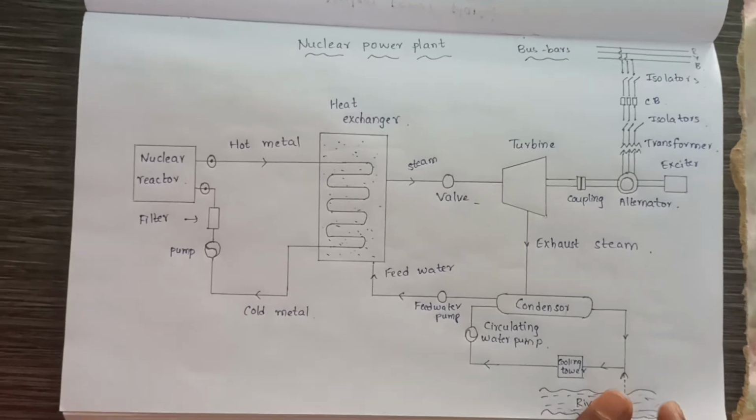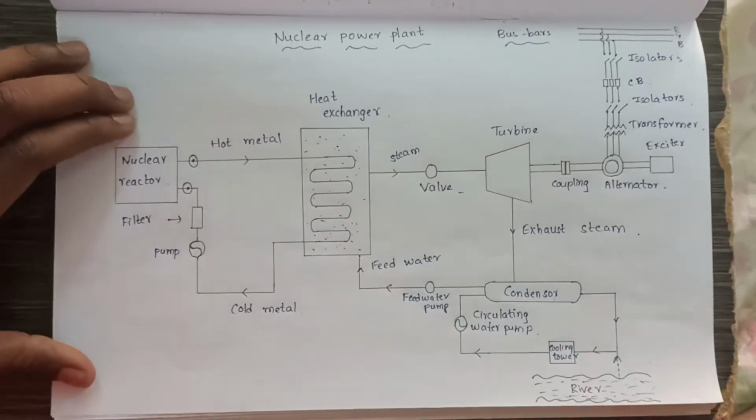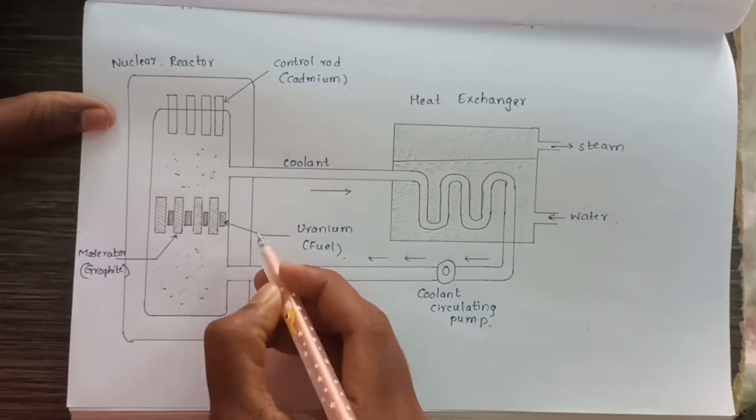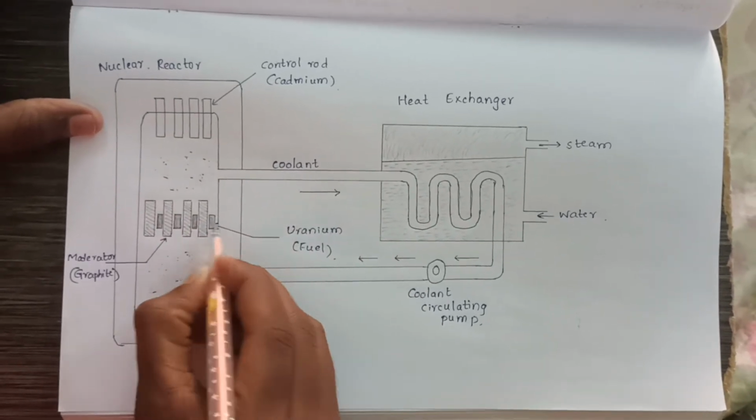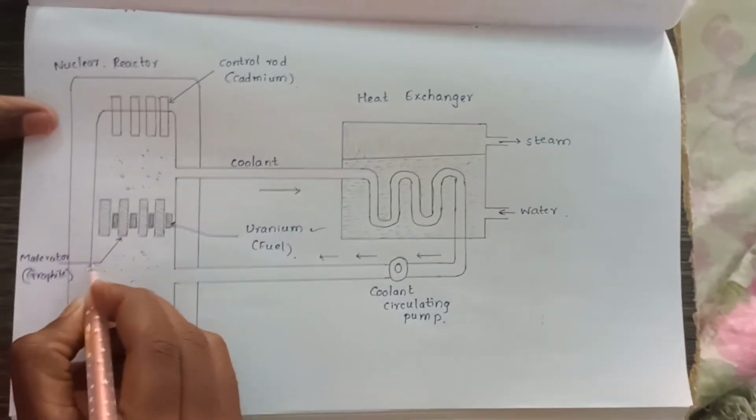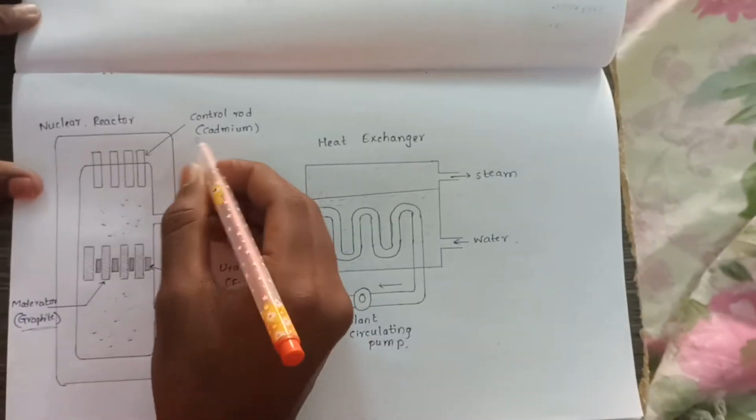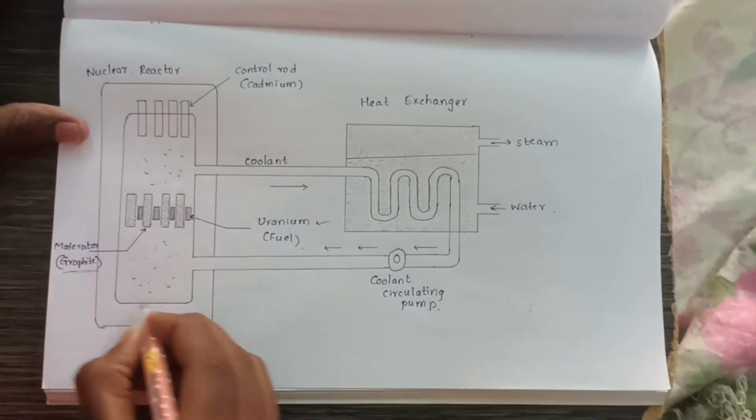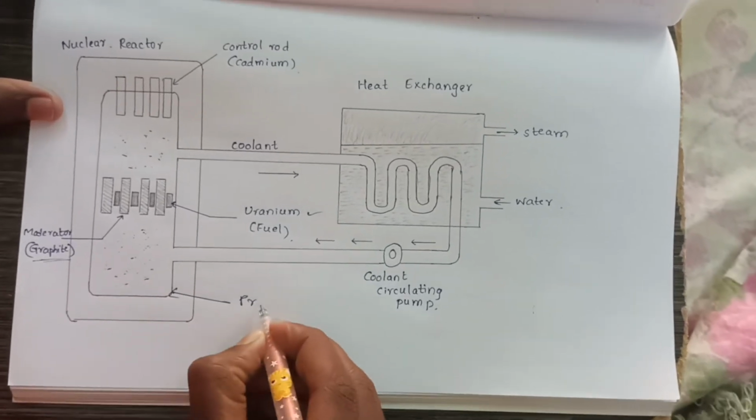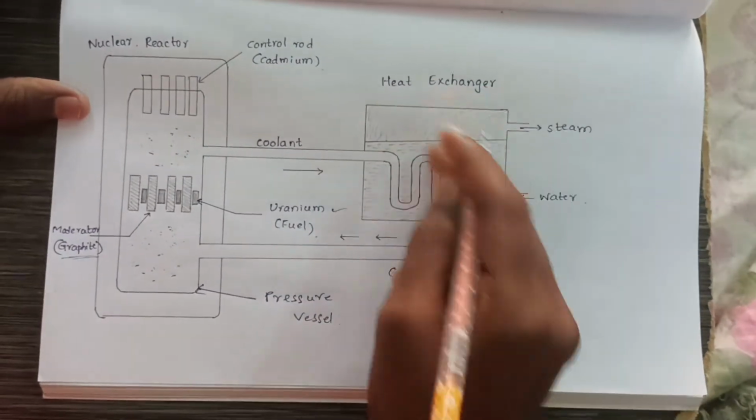You can observe here the schematic diagram of the nuclear power plant. First we have a nuclear reactor. Let me show you how the nuclear reactor is built. The nuclear reactor mainly consists of fuel, uranium fuel, and this is the moderator. These are made of graphite, and these are control rods. This is a cylindrical pressure vessel in which the nuclear reaction happens. This is a heat exchanger.